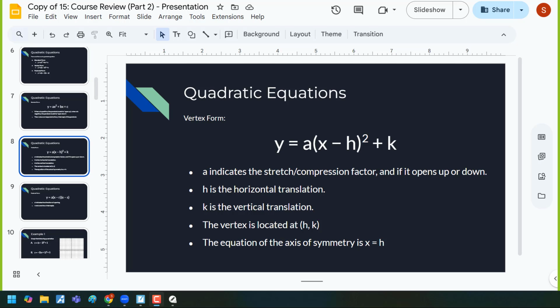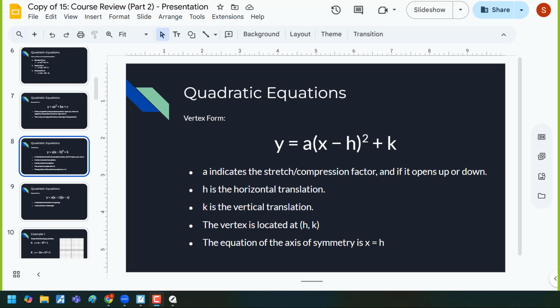So your h value tells us the horizontal translation of the parabola. Your k is the vertical translation. Vertex is located at (h, k). So your vertex is the point of the parabola that's either the highest point or the lowest point. It's kind of like the middle symmetrical point of the parabola. And the coordinates are h and k, h being the x coordinate, k being the y coordinate.